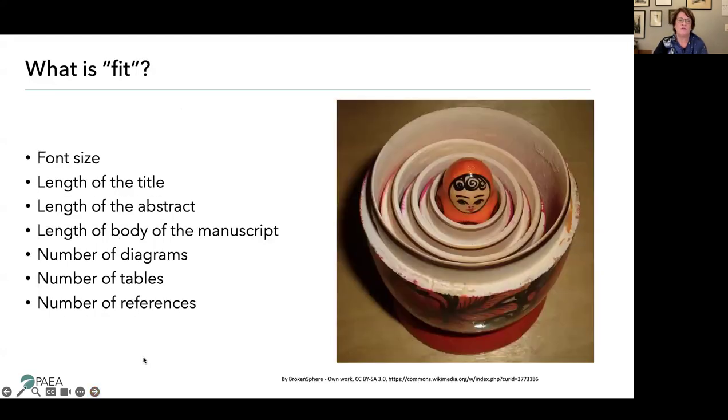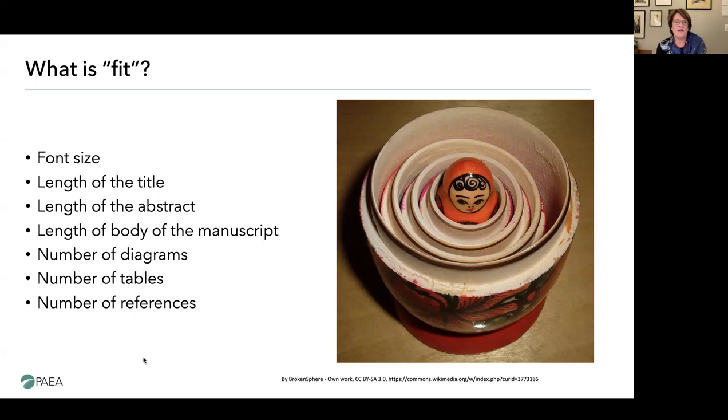So now I'm going to turn to the fit. The fit that I'm talking about here is the font size, the length of the title, the length of the abstract, the length of the body of the manuscript, how many diagrams, how many tables you can have, and in some cases, there's a limit on the number of references they want, depending on the type of journal article. So these sound like really mundane logistical things that are not important, but they are critically important because when you submit your article, if it doesn't fit the criteria that they have given you, essentially the recipe, you may get what's called a desk rejection.